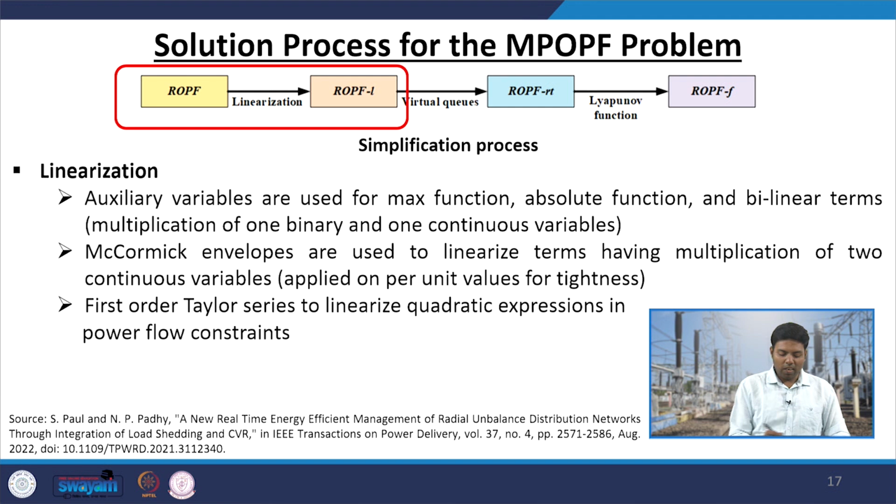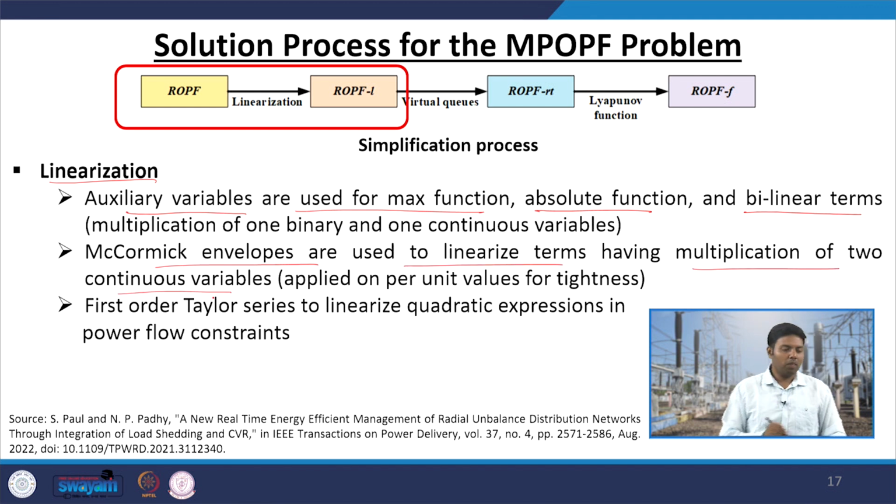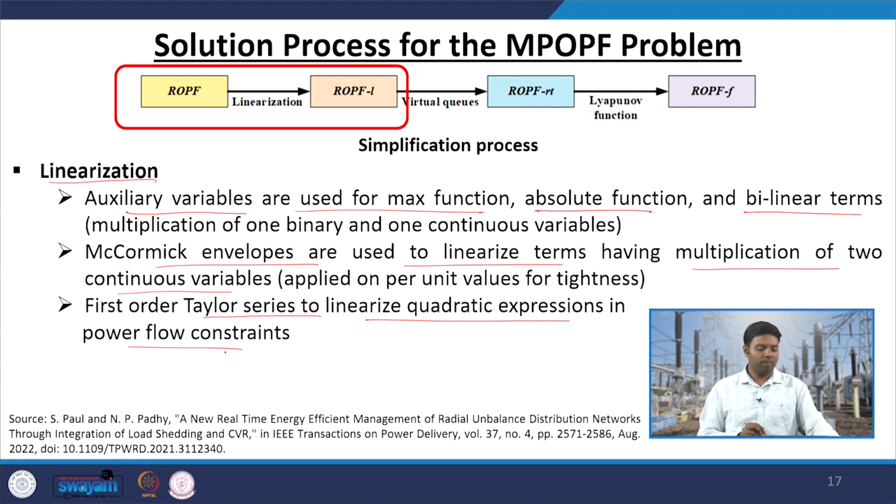For doing that, first we adopt the linearization method. Auxiliary variables can be used for the max function, absolute function and the bilinear terms to convert them into linear counterparts. McCormick envelopes are normally used for multiplication of two continuous variables, which is also a bilinear non-convexity, and first order Taylor series expansion is used for linearizing the quadratic constraint.